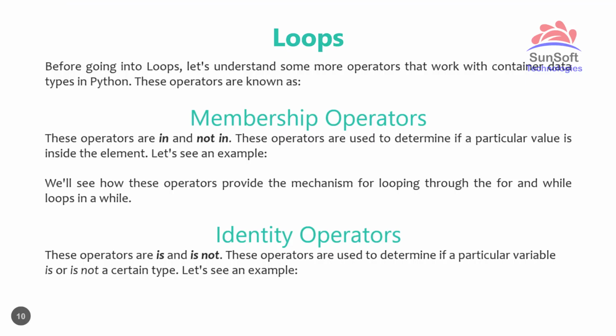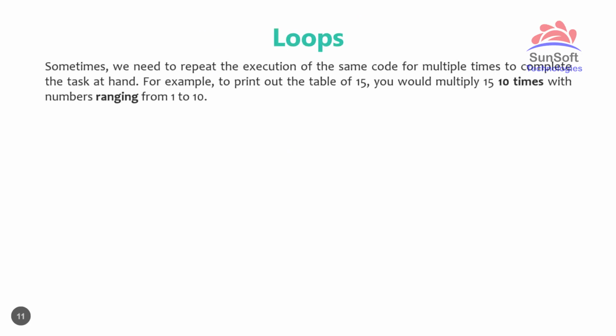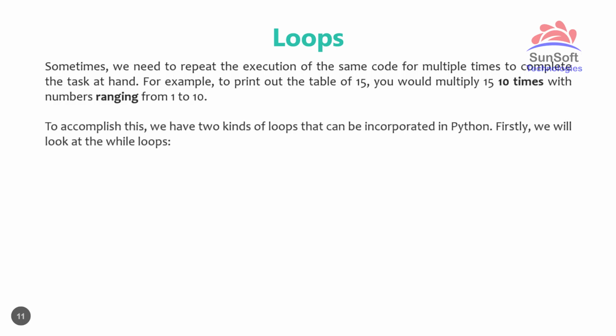So here we are back at loops. Now what are loops used for? Loops are basically used to repeat the execution of the same code multiple times. Now if we want to print, let's take this example. If we want to print out the table of 15, you would multiply 15 by numbers ranging from 1 to 10. I have highlighted ranging because we'll be using the range function to get that 1 to 10 range later on. So to accomplish this, we have two kinds of loops that can be incorporated in Python.